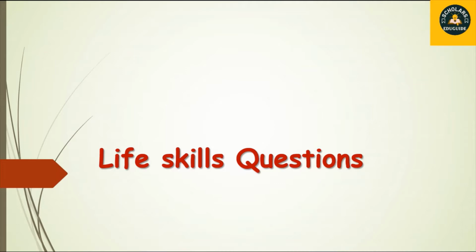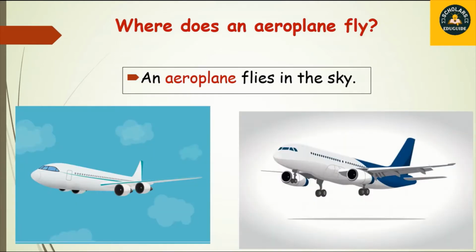This video is for the kids to discuss some questions on life skills. So let's begin. Where does an aeroplane fly? An aeroplane flies in the sky. So repeat after me. An aeroplane flies in the sky.